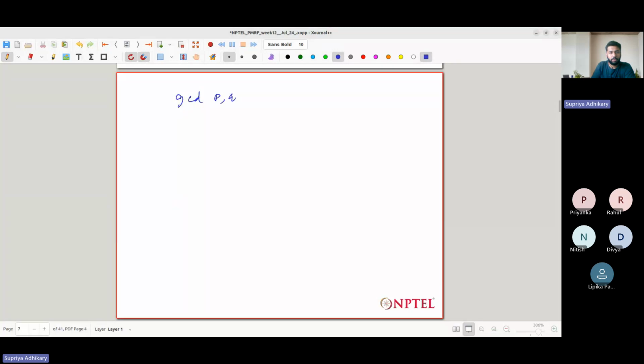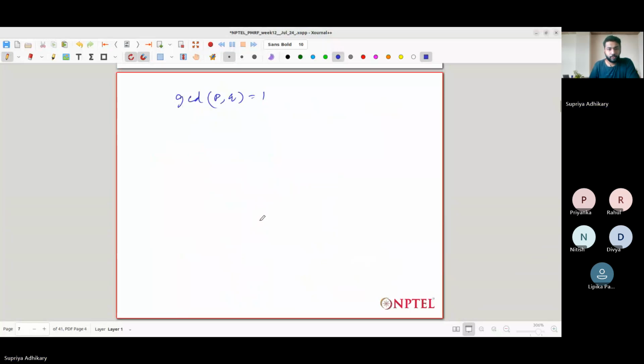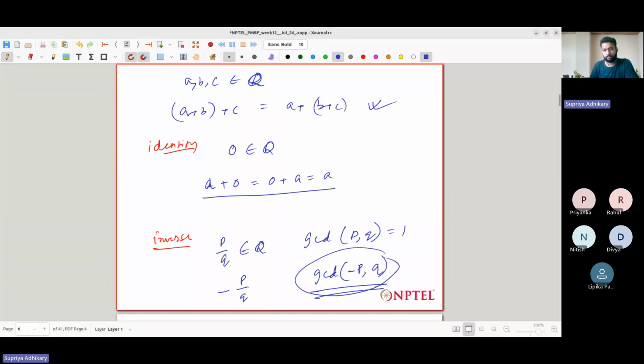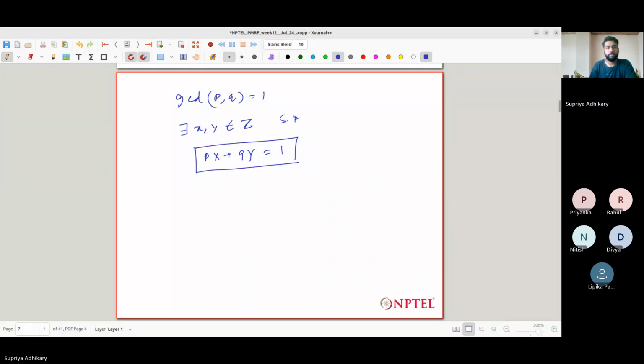Since the GCD of P and Q is 1, if we do show that, then we can say that this also belongs to Q, and then we can say that the inverse of each of the elements does exist in Q. Okay, so then Q would be a group. So we need to only prove this one, that the GCD of this is actually equal to 1. So if the GCD of P and Q is 1, then from Bezout's identity we can say that there exist integers x and y such that Px plus Qy is equal to 1, since 1 is the GCD.